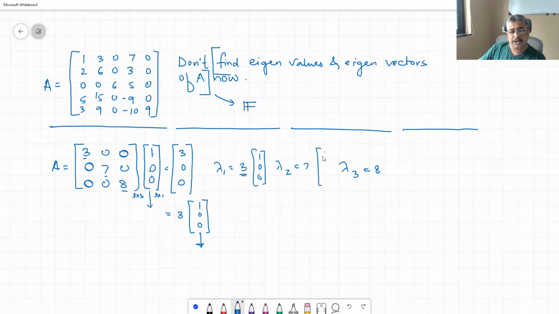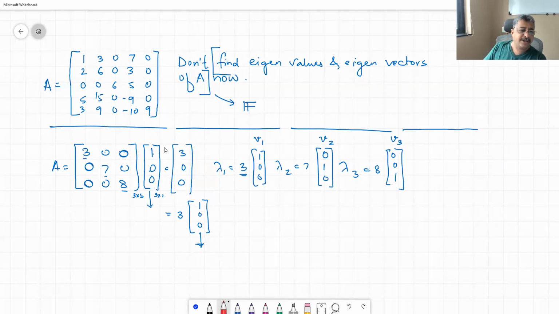Here it will be 0, 1, 0. Only the second column will survive. And here only the third column will survive with the multiplier, so you have 0, 0, 1. Therefore these are the eigenvectors. Let us call them v1, v2 and v3. These are the eigenvalues and eigenvectors if you happen to have a situation like this. It is direct.